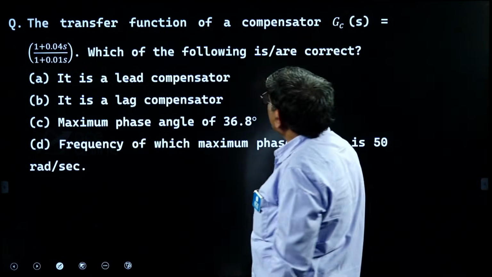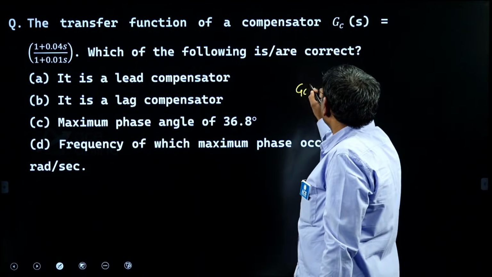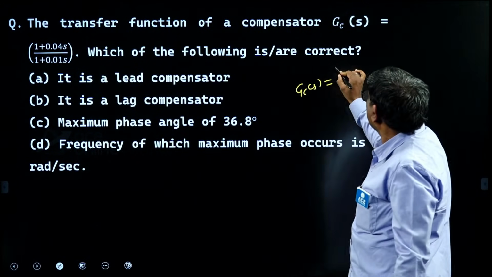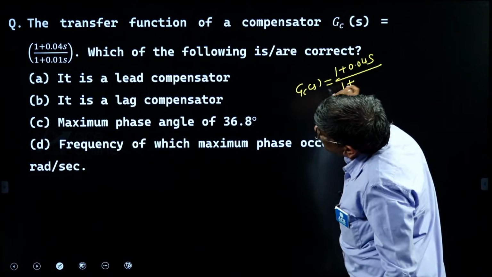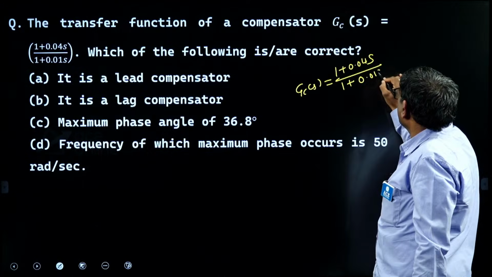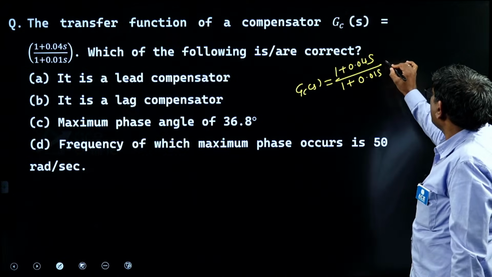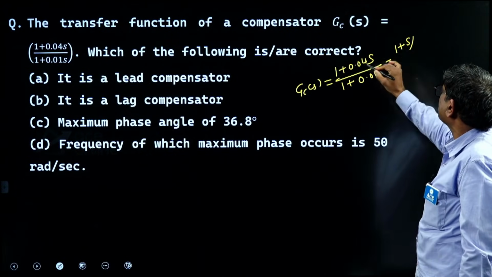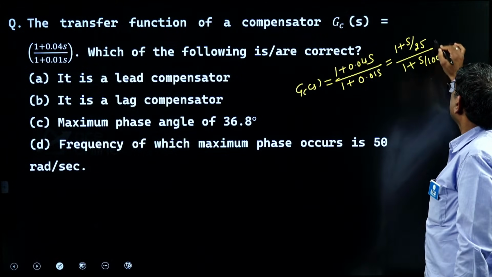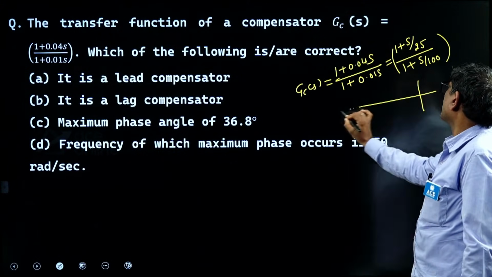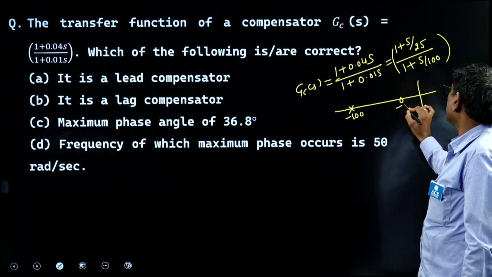So, the question is asking which of the following are correct. What is GC of S? GC of S equals (1 plus 0.04 S) divided by (1 plus 0.01 S). Is it a lead compensator or lag? Simply we can write it as (1 plus S by 25) divided by (1 plus S by 100). Yes or no? That means what is the location of the pole? The pole is at minus 100 and the zero is at minus 25.